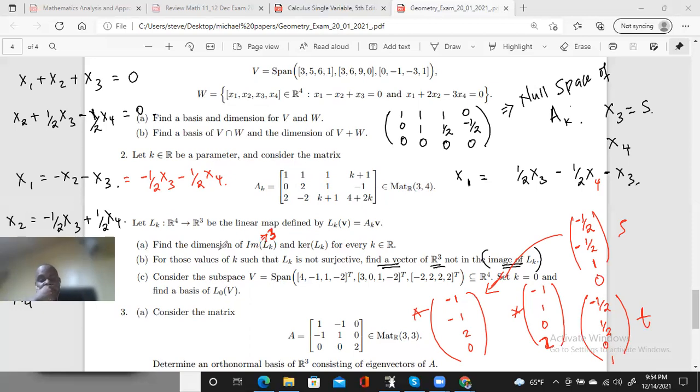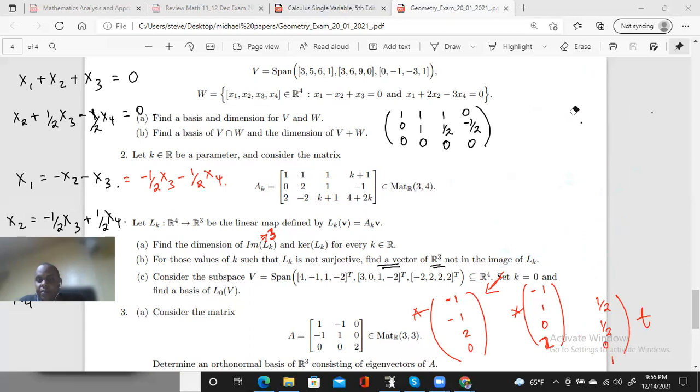Okay. So the only solution for Lk to be not surjective is k equals -1. So the response will be k equals -1. So yeah, that's it. The response is going to be k equals -1.